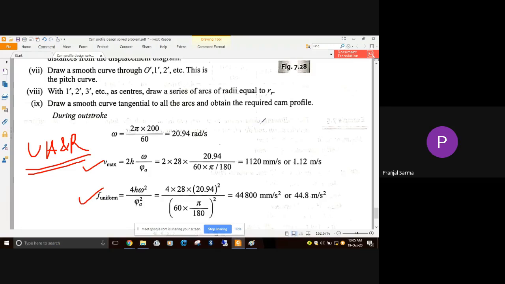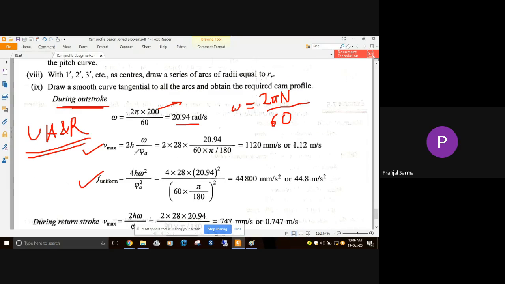For that, omega equals 2 pi N by 60, because omega will be required later on. We already know this. Considering this, n was given as 200, so we obtain 20.94 radian per second. Then this is during the outstroke. So V max we have, 2h, where h is nothing but the lift, times omega by theta.